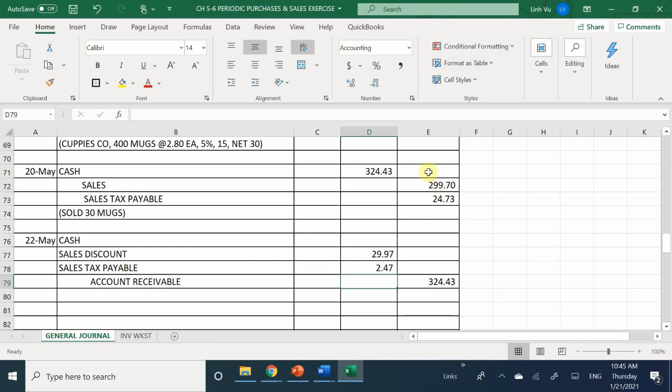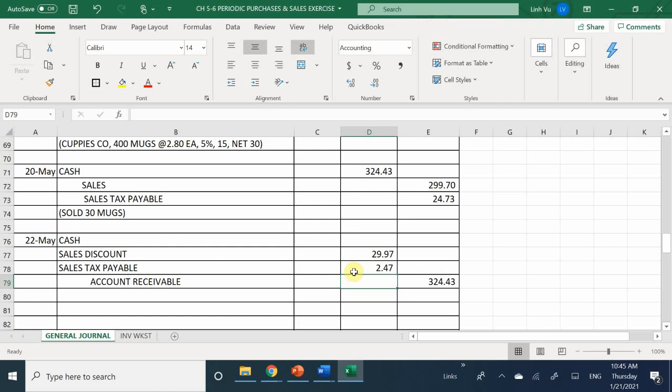Now, remember, we're not doing sales tax on the whole amount. If we charged him $24.73 of tax and we're refunding him the full amount, he paid nothing to the government, and the government's not going to be very happy about that. So we need to scale it down to how much we're actually refunding. The sales discount here was only $29.97 versus $299.70, so the total tax should be $2.47.